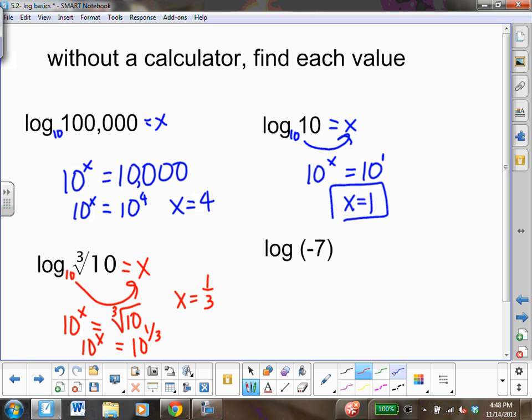And the log base 10 of negative 7. 10 to what power is going to give me negative 7? Now let's think for a second. Is there any x that I could come up with that is going to make 10 be a negative number? If I plug in a negative number in my exponent, I get a fraction. If I plug in a fraction, I get some kind of radical. So there's no solution here for this situation. You cannot take the logarithm of a negative number.